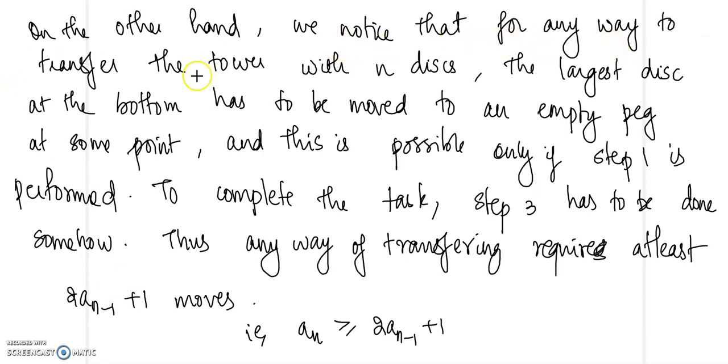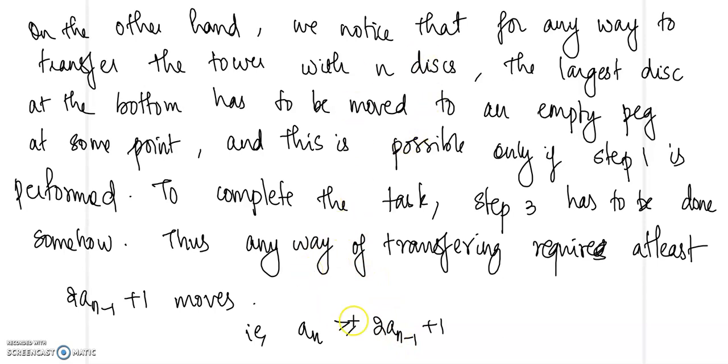Notice that for any way to transfer the tower with n disks, the largest disk at the bottom has to be moved to an empty peg at some point, and this is possible only if step 1 is performed. And to complete the task, step 3 has to be done somehow. Thus, any way of transferring the tower takes at least 2a_{n-1} plus 1 moves. So we will get a_n greater than or equal to 2a_{n-1} plus 1.